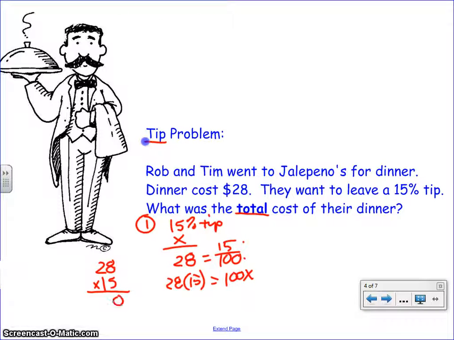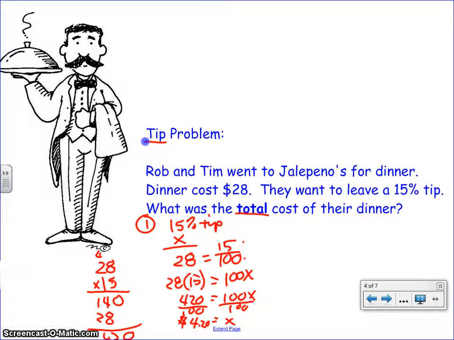So 8 times 5 is 40, carry your 4, 2 times 5 is 10, 14 plus 28. Add it up, we get 420. So 420 equals 100x. Divide both sides by 100, right? x equals $4.20. They're going to leave $4.20.